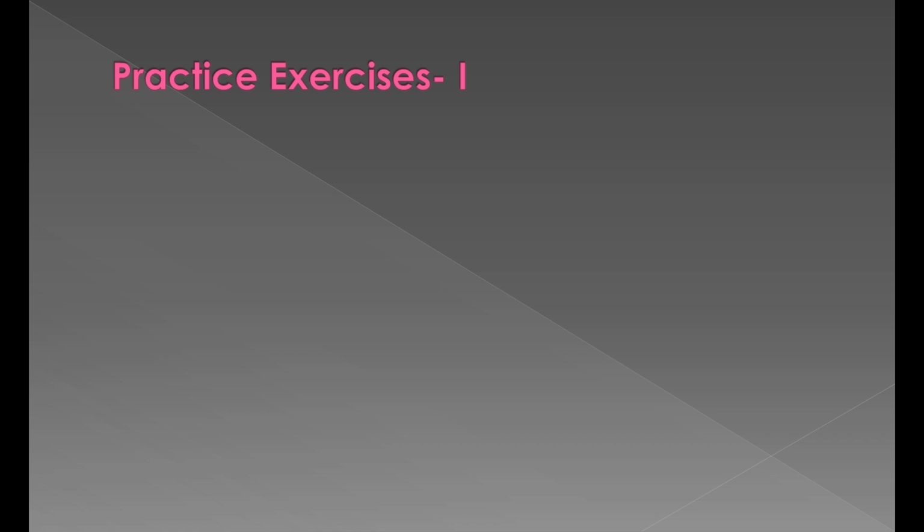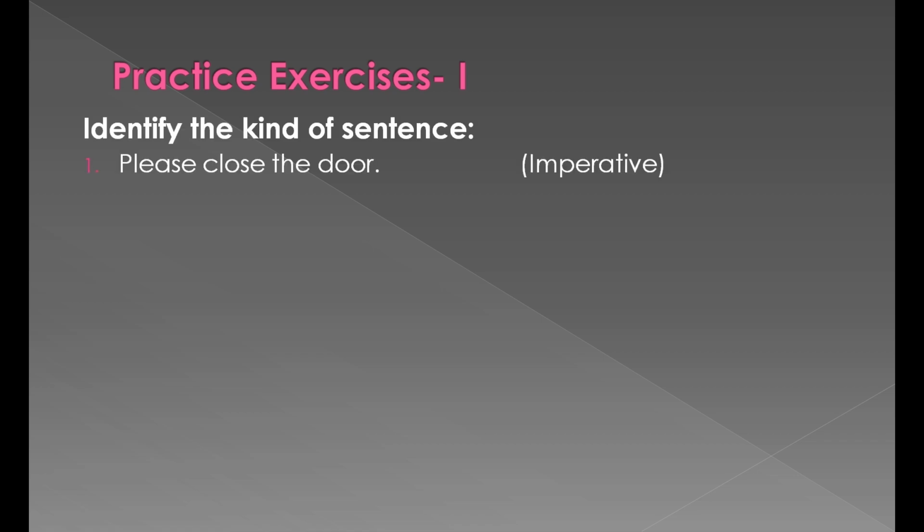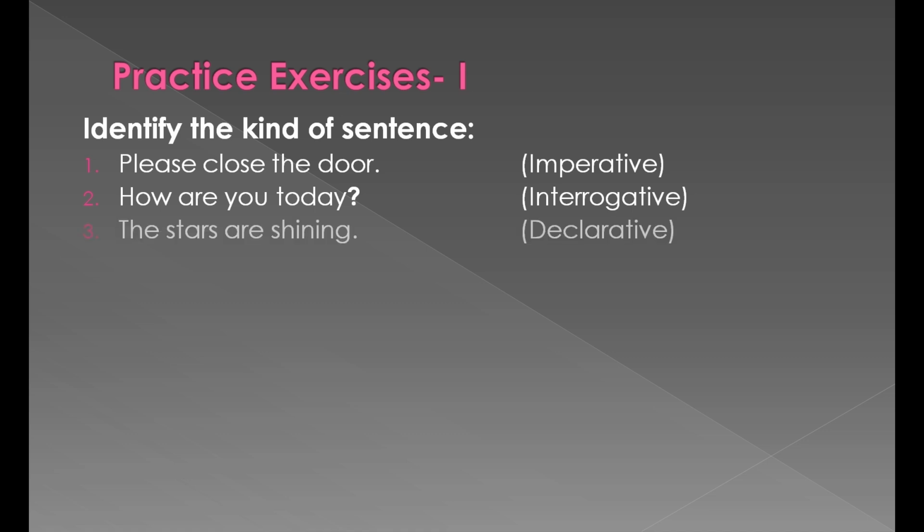Now we will discuss some practice exercises. First question is, please close the door. It is a request and ends with a full stop. That's why it is an imperative sentence. Second one is, how are you today? This is a question and ends with question mark. Hence it is an interrogative sentence. Third one is, the stars are shining. It's a statement and ends with a full stop. That's why it is a declarative sentence.